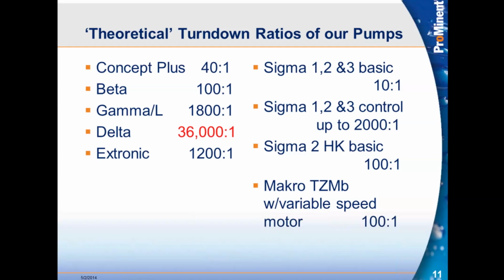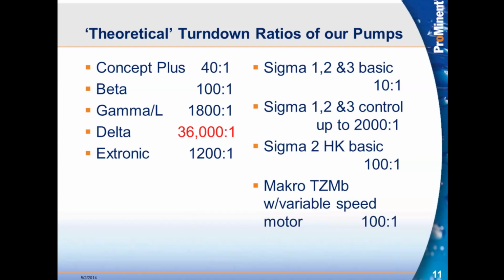So 36,000 to 1, that means we have 1 stroke, an hour's worth of process goes by, and then we have another stroke. That is theoretical. Can we do it? Yes. Can we be accurate? Yes. However, is that practical? Is that realistic for a customer's application? Most likely, that's not good for the customer.